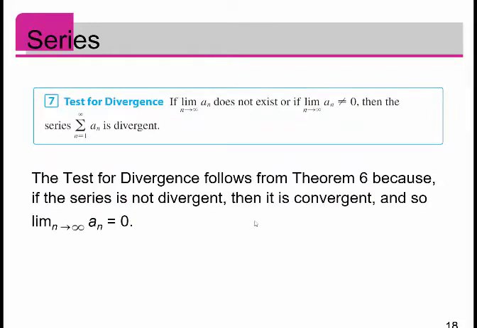So a test for divergence here. If the limit of a sub n as n goes to infinity does not exist, or if the limit of a sub n does not equal 0, then the series, that infinite sum, is divergent. The test for divergence follows from theorem 6 because if the series is not divergent, then it's convergent. And obviously, that limit would have to be 0.